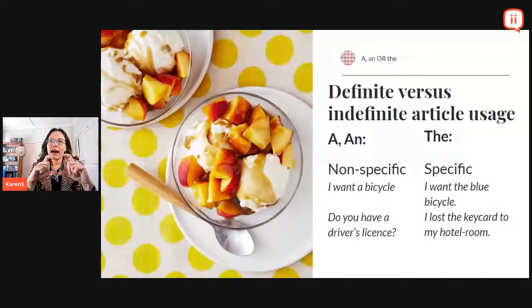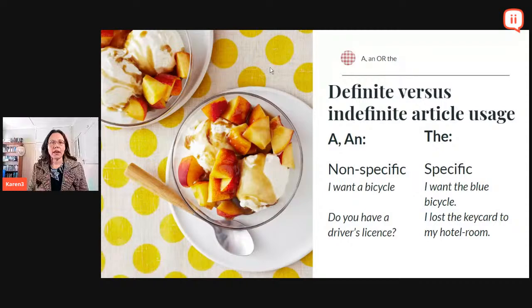But I have lost the key card to my hotel room. There's only one key card or two, but I've only been given one. So I've lost the key card to my hotel room, or I lost the key card to my hotel room. Could I have another one, please?